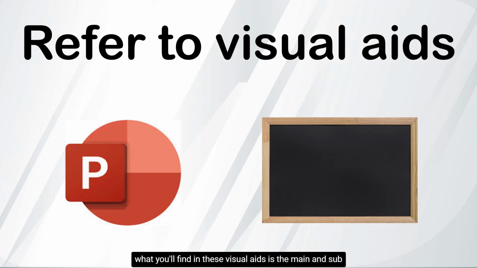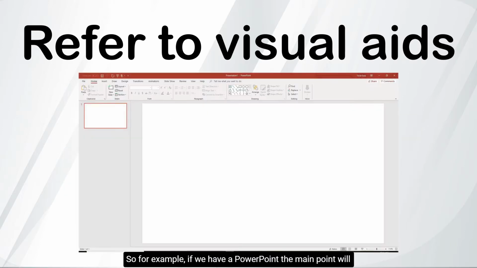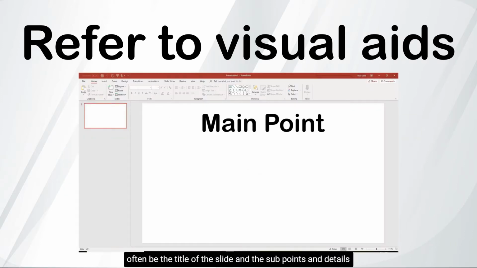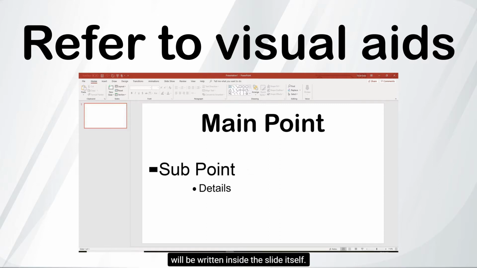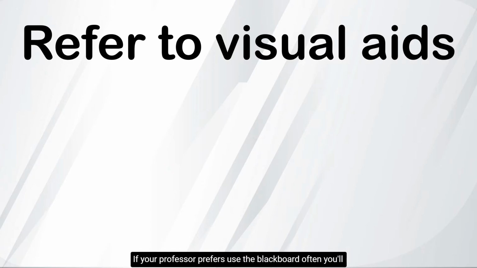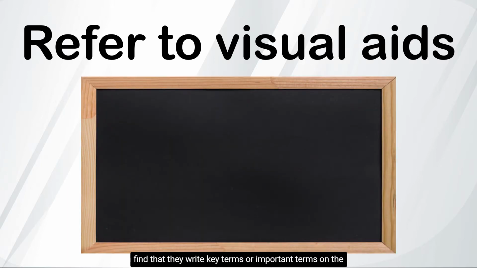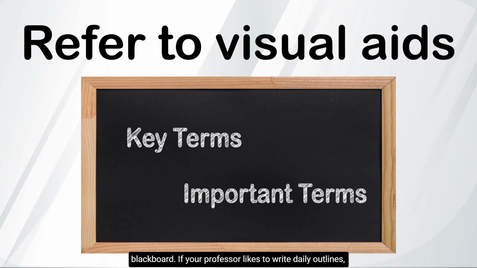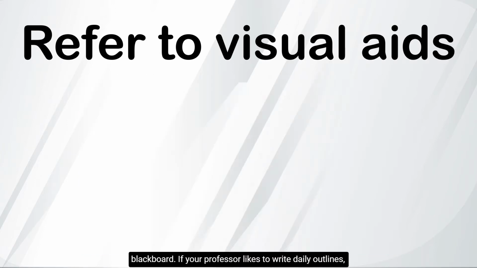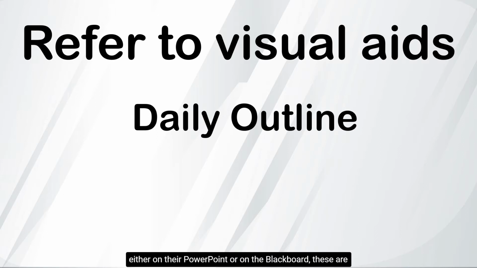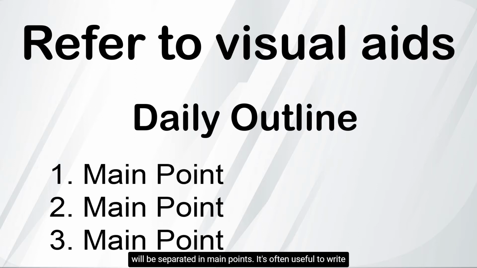Often, what you'll find in these visual aids is the main and subpoints of the lecture. So for example, if we have a PowerPoint, the main point will often be the title of the slide, and the subpoints and details will be written inside the slide itself. If your professor prefers to use the blackboard, often you'll find that they write key terms or important terms on the blackboard. If your professor likes to write daily outlines, either on their PowerPoint or on the blackboard, these are very useful because they tell you exactly how the lecture will be separated in main points. It's often useful to write down these outlines.